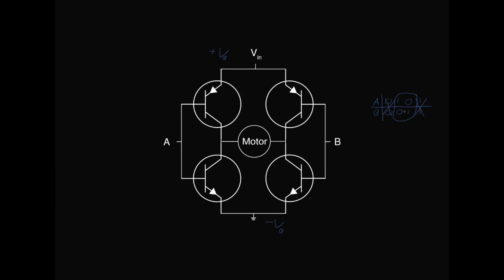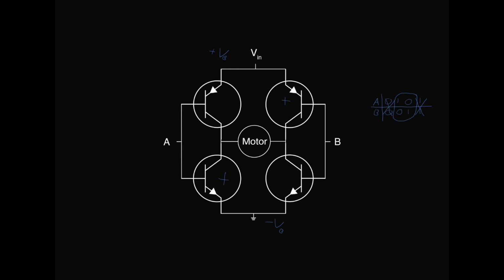So now, let's say we have it in this first state here. So we're going to bring A high, which means it's going to flow through this transistor. So this transistor will be on, and then B will be brought low, meaning that this transistor will be on. This then means that current will flow through this PNP transistor, through our motor, and out through this transistor.